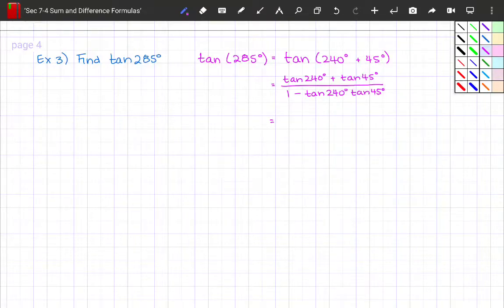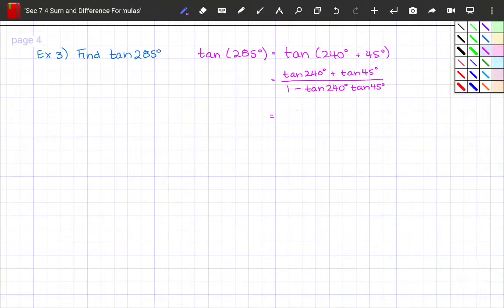So tangent of 240 degrees. 240 is in quadrant 3 with a reference angle of 60 degrees. In quadrant 3 tangent is positive, and the tangent of 60 degrees is root 3. Tangent of 45 degrees is 1. And luckily we just have the same answers here. So we have root 3 plus 1 over 1 minus root 3.